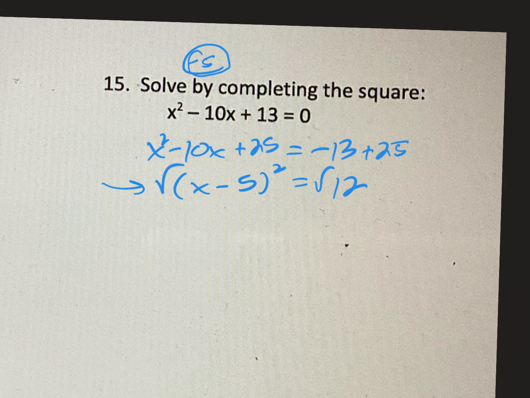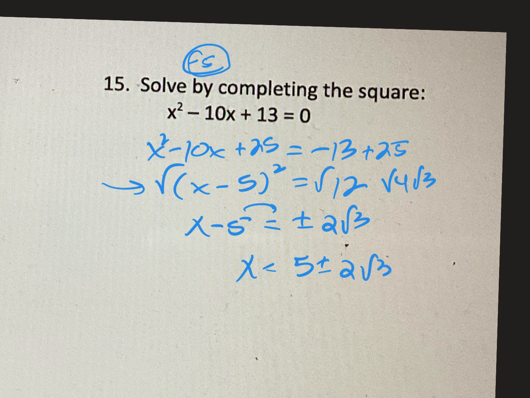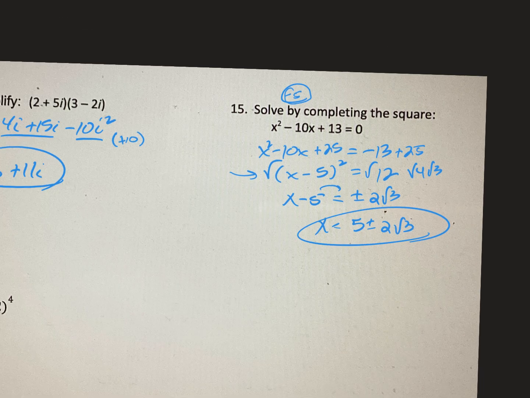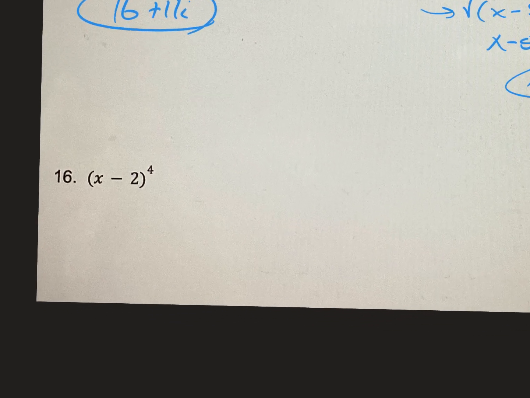All right, take square root to both sides. Get x minus 5. Over here, you got plus or minus. Now, 12 is really 4 times 3. So I'm going to get 2 root 3. Finish up by just moving the 5 over. Put it in the very front. 5 plus or minus 2 root 3. There's your 2 solutions for us to complete the square. One more, I think. Yep, 16.